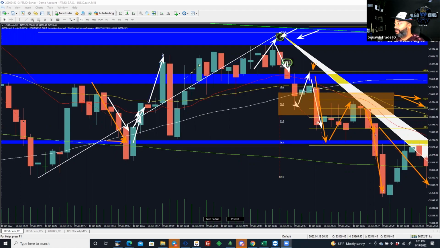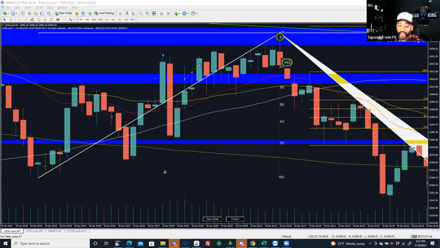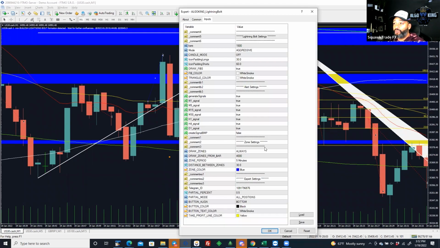And if you notice here, let me annotate again. I do have soft controls here. There are software controls that allow me to take partials and protect my positions immediately. So it makes things a lot easier for me without having any external gear. It's right there on the chart. Simple: take partial, protect. When you click take partial, it will actually take partials based on the rules you have set up in the Expert Advisor.